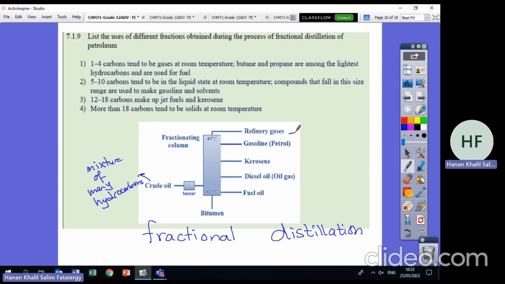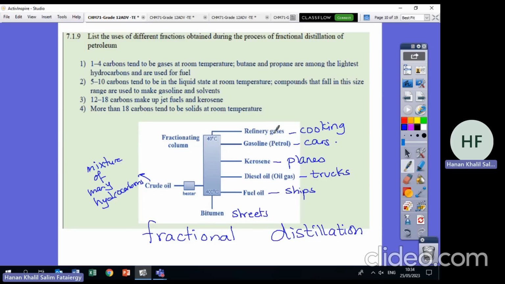This is the gas that we use for cooking. The second fraction is gasoline, and this is used for cars. The third one is kerosene, and this is used for planes. Diesel is used for trucks. Fuel oil is used for ships. And the rest is used for streets. You might get the uses of these or the names of these, so please be careful.